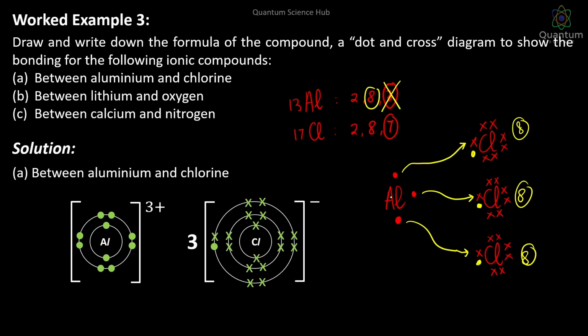Okay, so you can draw like this. So you don't have to draw 3 chlorine. You can just put the number of how many chlorine are needed. So for 1 chlorine, there are 7 valence electrons and 1 dot in here because it is transferred from another atom. And don't forget to put the valency in here, which is 3 positive for aluminum and negative for chlorine. So the formula for this compound is AlCl3.